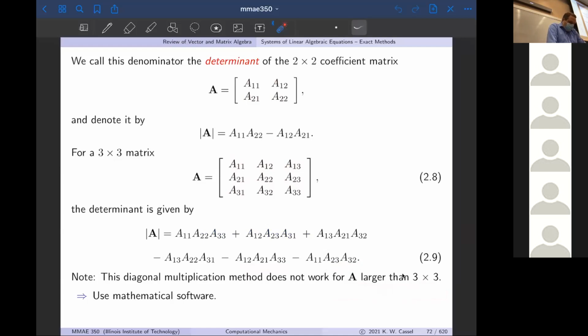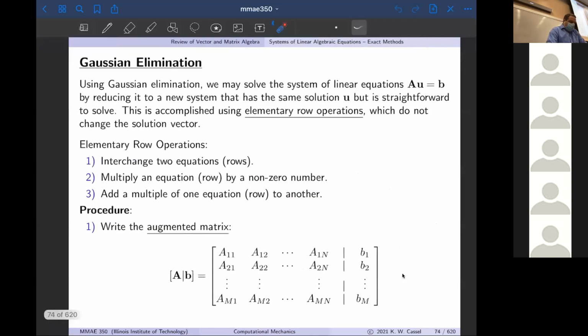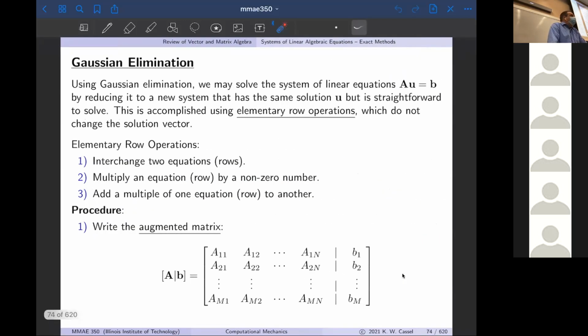You don't want to do this by hand. 2 by 2, 3 by 3, doing it by hand is not that difficult. So let's look at our 3 exact methods for solving systems of linear algebraic equations, primarily the way we would do it by hand, not on a computer. These are either not easy to program or not efficient to program, but they're easy to do for small systems of equations by hand.